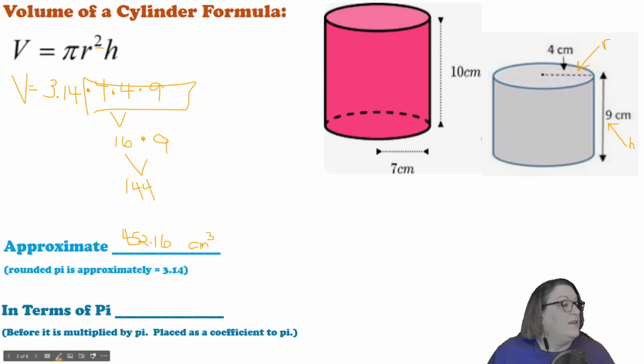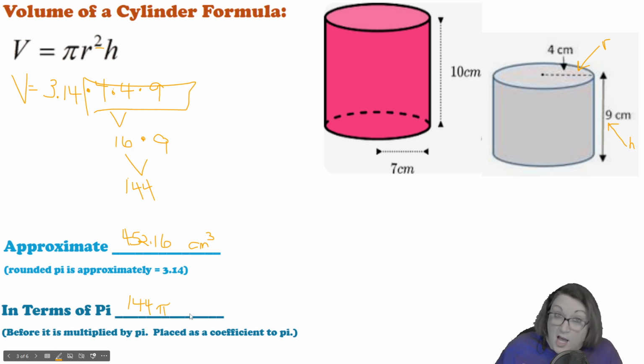And that is going to go right here in terms of pi answer, and you're just going to place it right next to that symbol for pi. This is 144 times pi, right? Save that pi for last, centimeters cubed. And now we've gotten both our answer, the approximate answer and the answer in terms of pi.